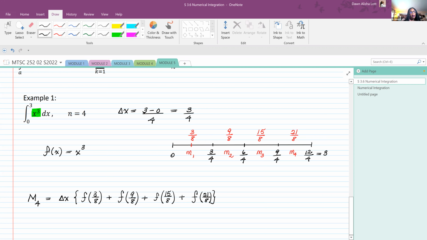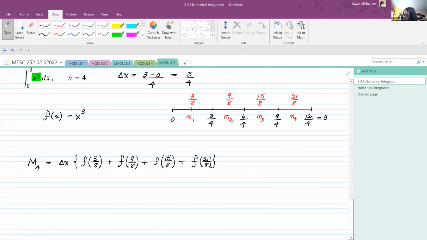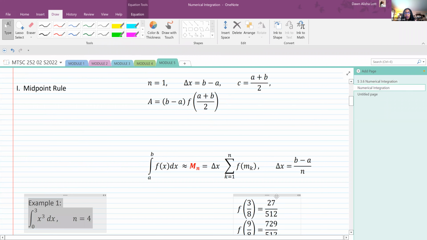Okay. So M4 is delta x. Well, delta x is 3/4. And so I need f of 3/8. So f of 3/8 says put it in here. So f of 3/8 is 3/8 cubed. Okay, well, I took the liberty of calculating those for us already.